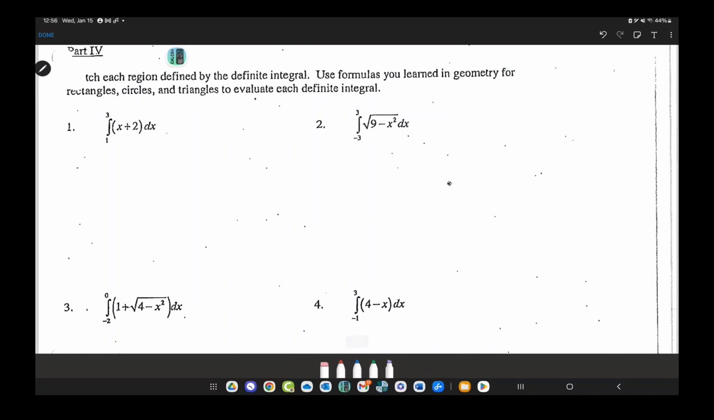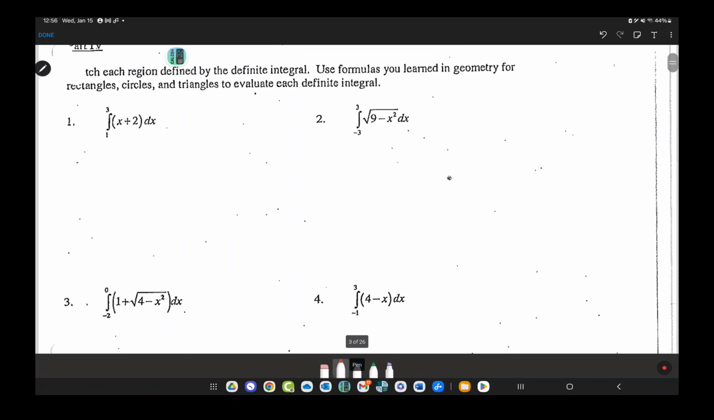Sure, there's some weird typo here, but it should say each region defined by the definite integral. I don't know what that's supposed to say here. Use formulas you learned in geometry for rectangles, circles, and triangles to evaluate each definite integral. Now, we can draw this out, from 1 to 3.